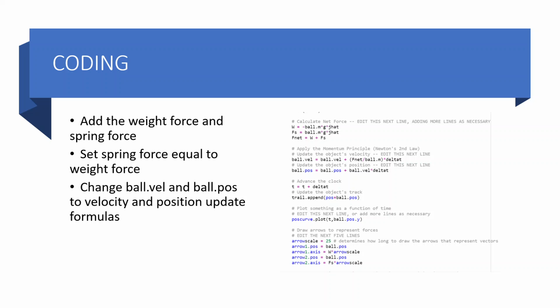All right, so here's my coding. Basically, what I did is I just added the weight force, negative ball.m times g times j hat, and then we have the spring force. I didn't actually use the spring force formula here. You note the reciprocity: because the Slinky is not moving, the spring force has to be equal to the weight force. So I just set the spring force equal to ball.m times g times j hat. And then the net force was just the sum of those two forces. And then I changed the ball velocity and ball position to the velocity and position update formulas respectively.